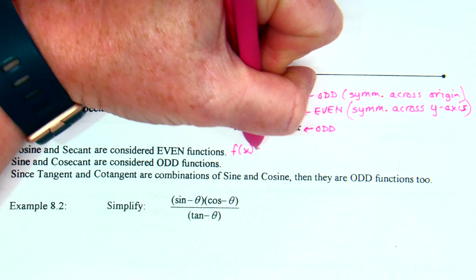But the other way to tell if something is even is if the original function f of x is equal to f of negative x. So if you just put a negative x in place of the variable x, and it works out to be equivalent, that's another way of knowing that a function is even.